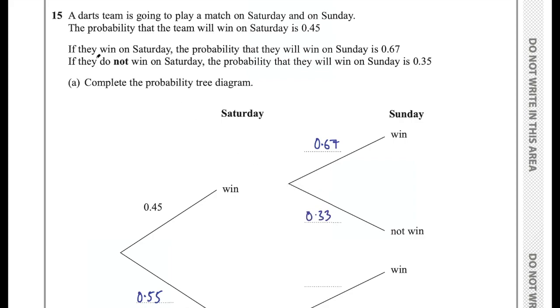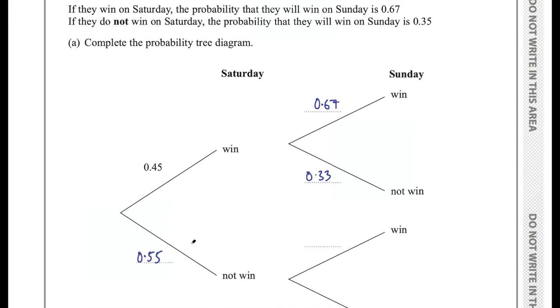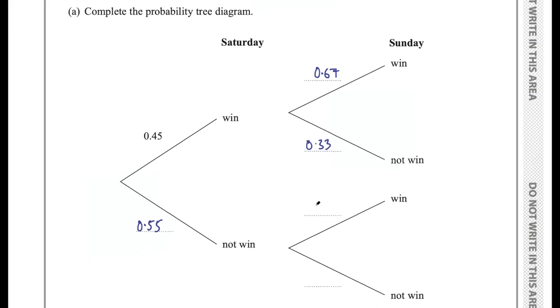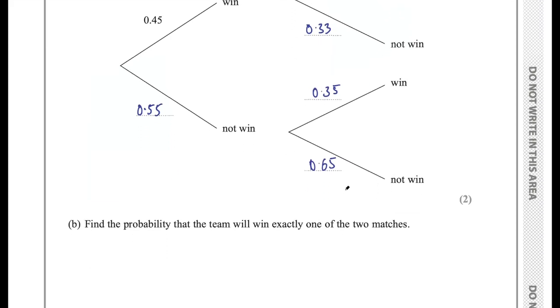And then if they do not win on Saturday, that's the other branch of the probability tree diagram down here. They tell us the probability they'll win on Sunday is 0.35, so that goes straight in here, winning on Sunday, 0.35. And then the probability that they will not win on Sunday is 1 take 0.35, which is 0.65. And we're done with our probability tree diagram.